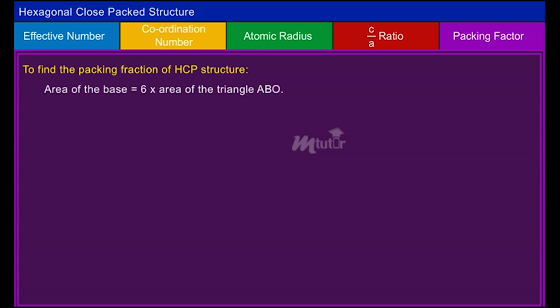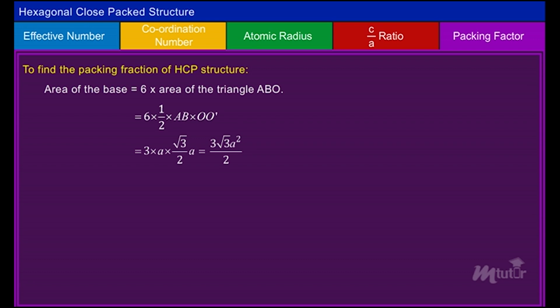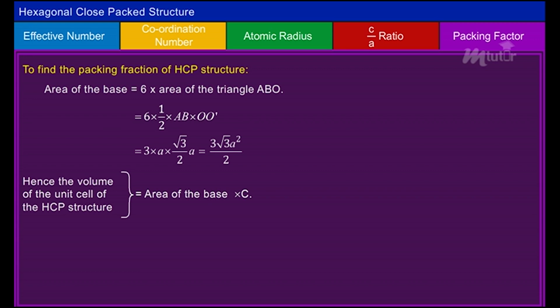To find the packing fraction of HCP structure, the area of the base is equal to 6 times the area of the triangle ABO, which is equal to 3 root 3 A square the whole divided by 2. Hence, the volume of the unit cell of the HCP structure is equal to the area of the base into C, which is equal to 3 root 3 into A square into C the whole divided by 2.